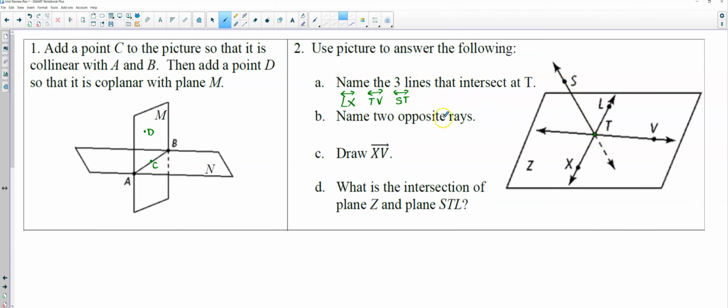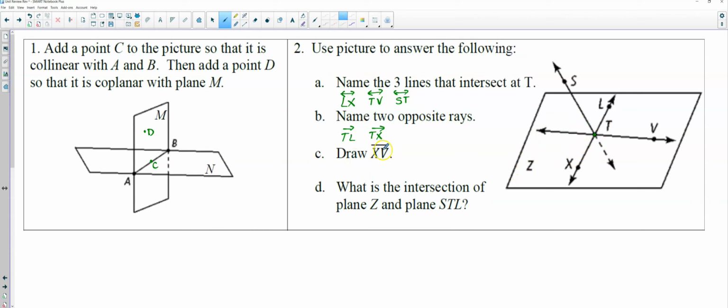Okay, it says here, name 2 opposite rays. Well, 2 opposite rays that I could name here would be ray TL. And then this one going the opposite way, it would have to start at T and go the opposite way, so it would be ray TX. So there are the 2 opposite rays. They are the only 2 that I could name here on this picture.